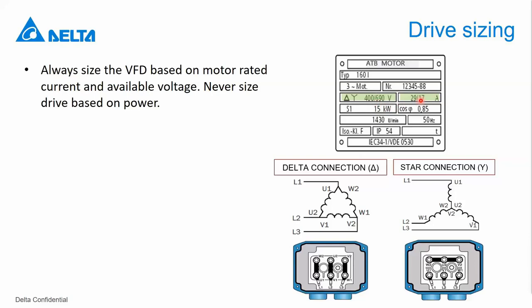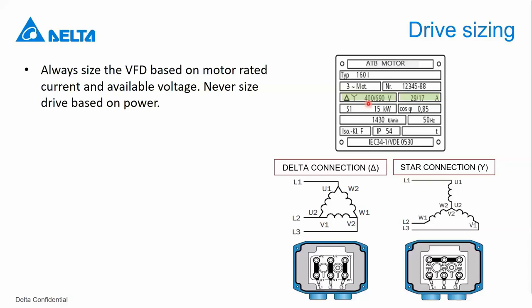So you select the drive based on the voltage of the motor. Firstly, you select the motor based on the available voltage in that area, and then you select the drive based on the voltage of the motor.